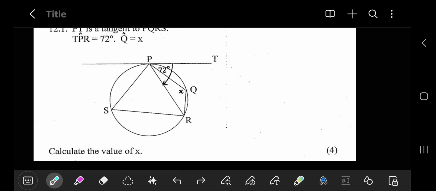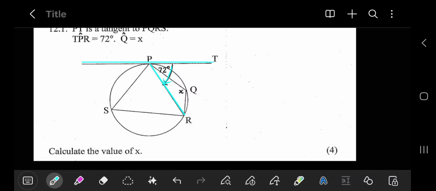Now, before we do that, we've got the 72 degrees, and since that is the only known value, that is where you're going to start off. I need you guys to notice that this 72 degrees is an angle that lies between the tangent and the chord PR. Already, that is giving you an indication that you need to use tan chord.